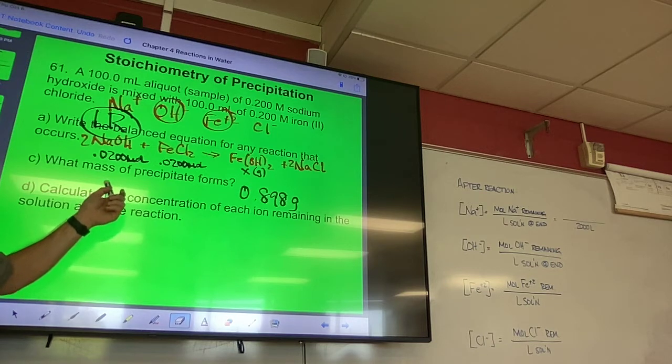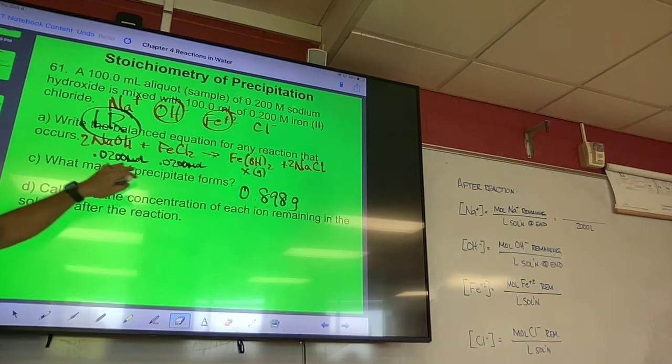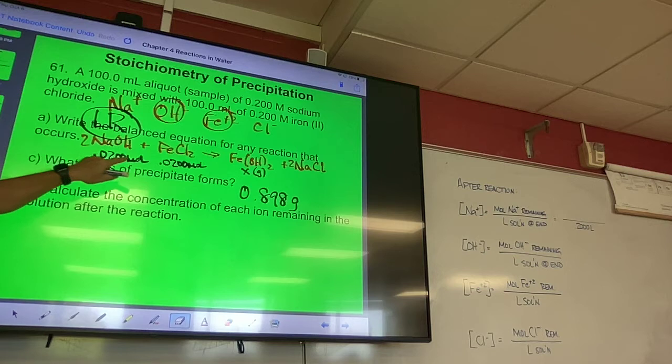You had the right idea, you just said it wrong. You said 0.2, didn't you? It's 0.02 mole. When you have 0.02 moles of this compound, you have 0.02 moles of sodium, and you have 0.02 moles of hydroxide.